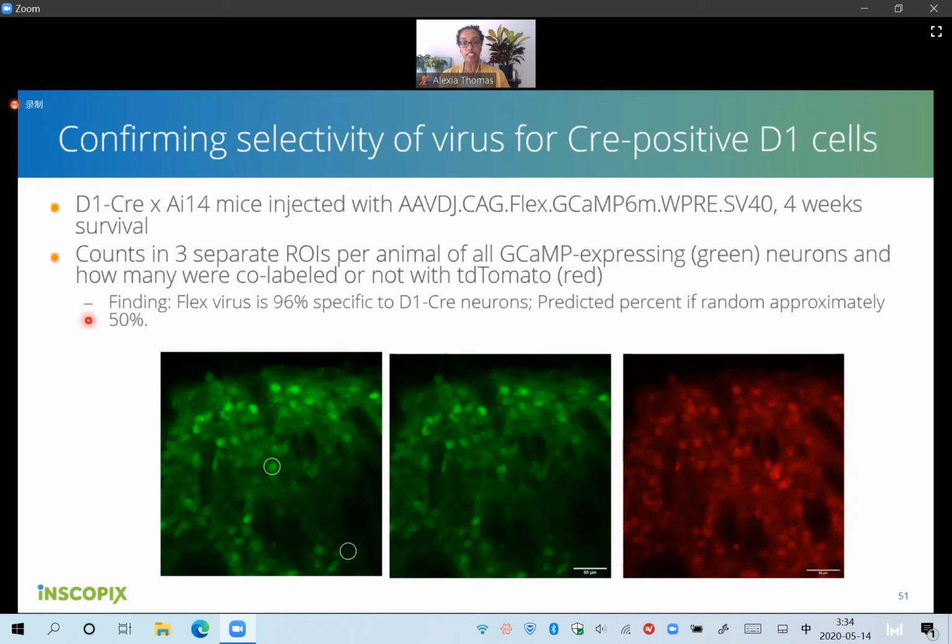And what we find is overall 96% of the cells that are expressing GCaMP also express tdTomato. And if you look at this data, on the left here in green is the GCaMP, and the tdTomato here in red, and they're just flipping back and forth for you to be able to see what cells are indeed showing up in both cases.